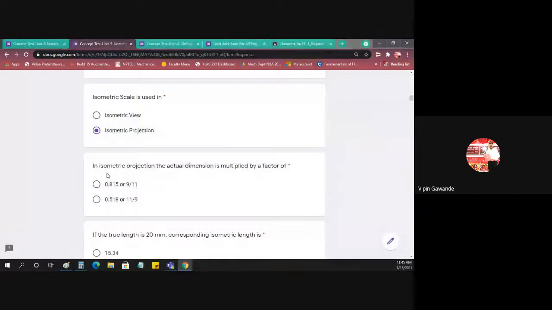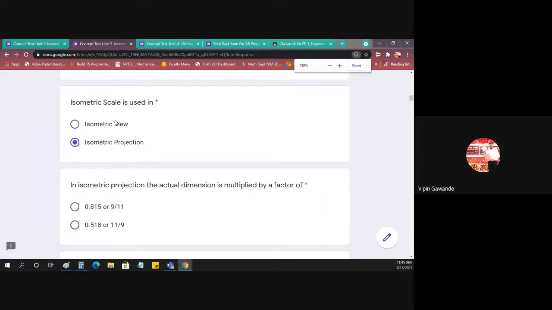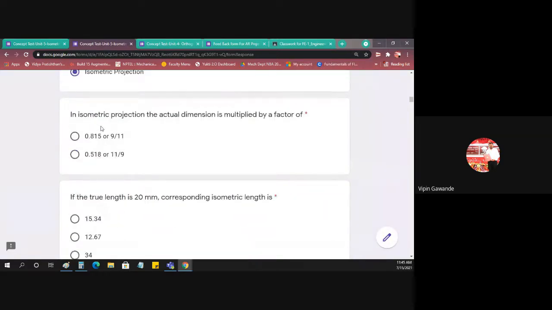So the isometric scale is used only in isometric projection, because we have to reduce the dimension. We don't require it in isometric view. Now what is the next problem? In isometric projection, the actual dimension is multiplied by a factor of 0.815, or 9 by 11. So this ratio we have to use, or you multiply by 0.815.